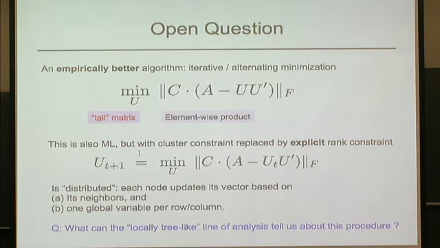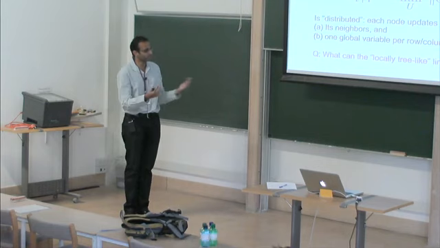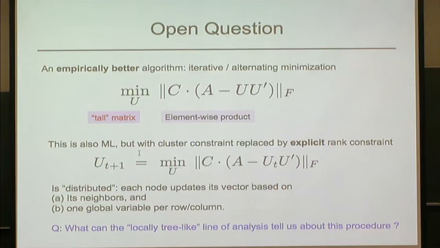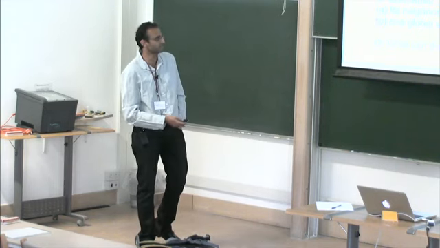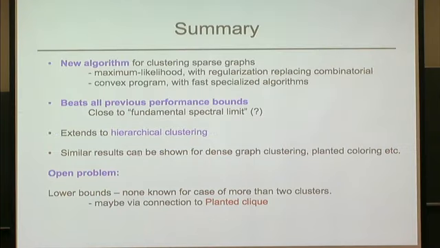And so my open question is, we now have a kind of semi-local algorithm on a graph, and the graph is locally tree-like. So can a locally tree-like line of analysis tell us something about such a procedure? And the only kink in this is that there is this one global parameter that keeps changing. So if you can incorporate that, I believe this is pretty close to state of the art in terms of what you can do with large graphs. Okay, so I'll mention another open problem, which is that lower bounds for this kind of problem are not known. Okay, thanks.